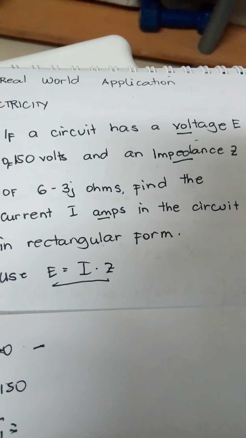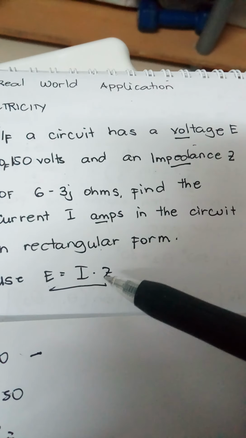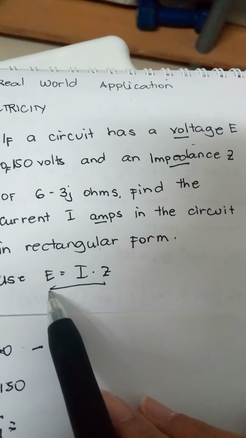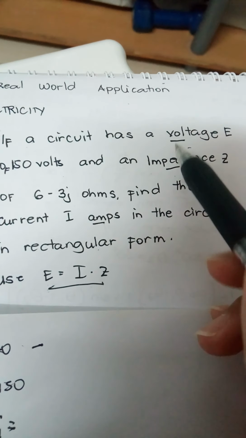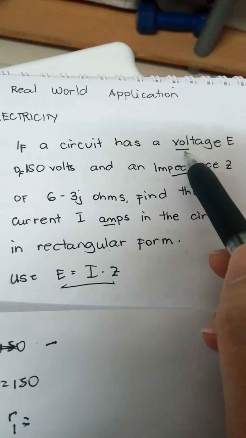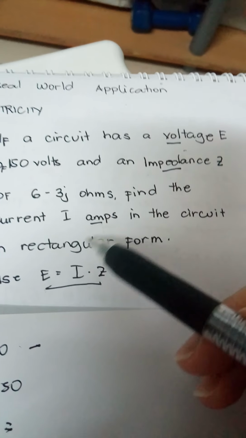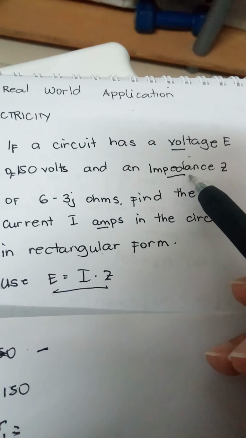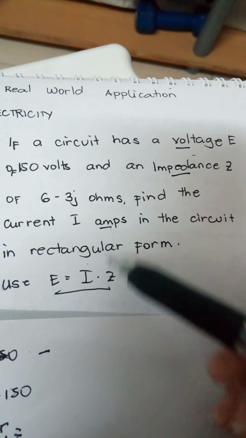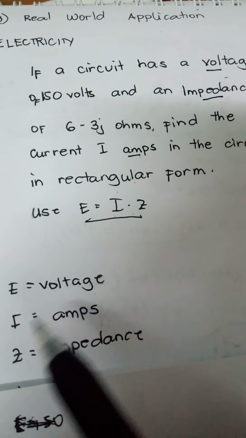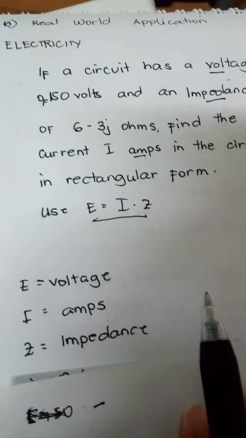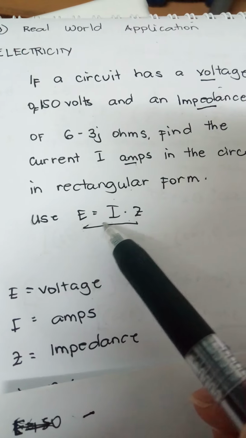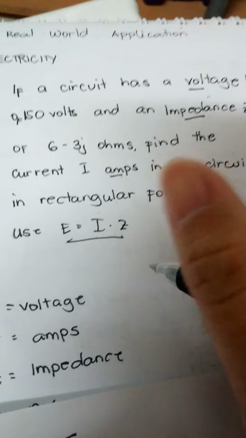So let us use the formula E is equal to I times Z. Before that, let us represent all the important terms here. E is the representation of voltage, I is amps, and Z is impedance. Now, the formula is E equals IZ.